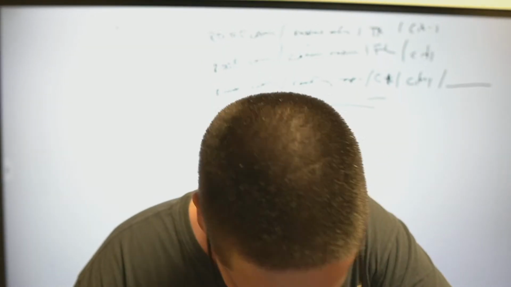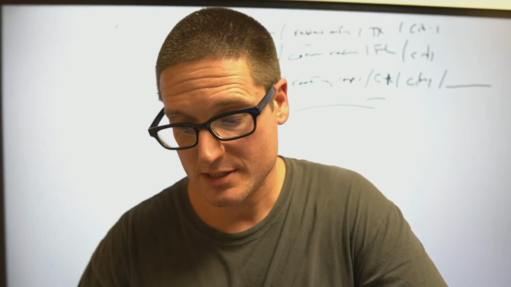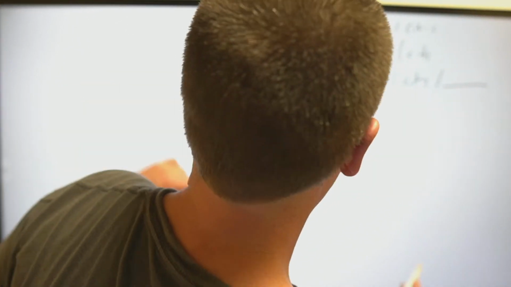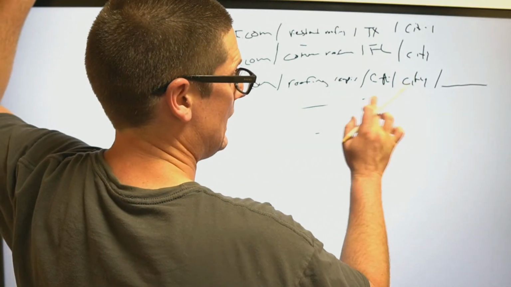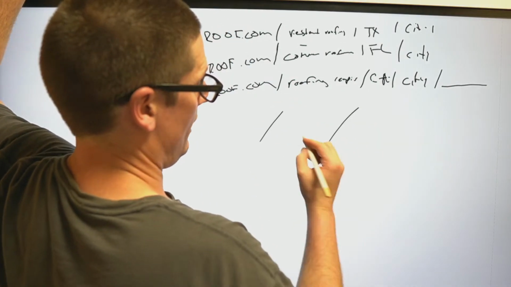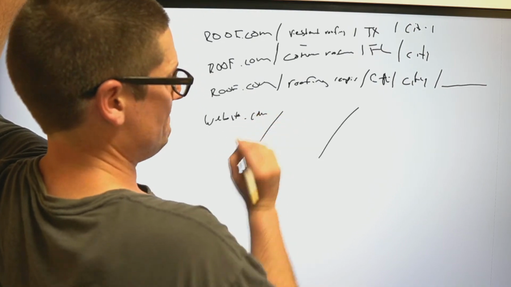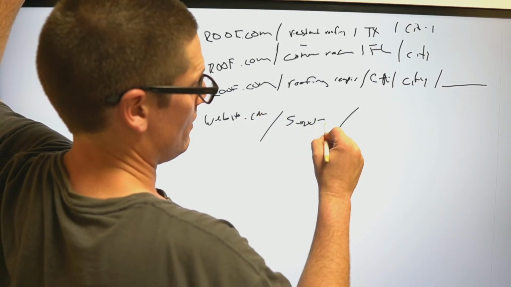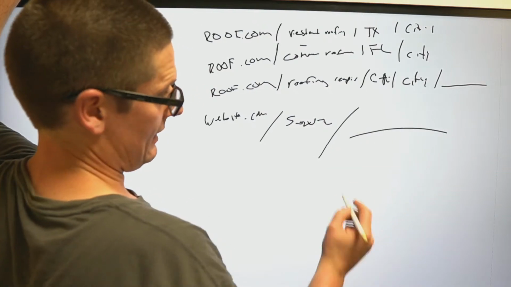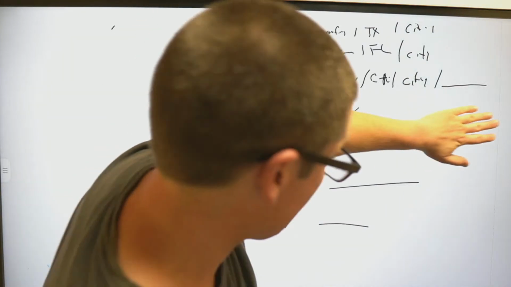Chris, is it necessary to have the state in the URL if you're just serving 2 counties? Again, no. If you're only serving 2 counties, I would start breaking it down. I would do the towns instead of the counties. I would do yourwebsite.com, I would still do service here, and then I would start breaking down the towns. That's exactly what I would do.